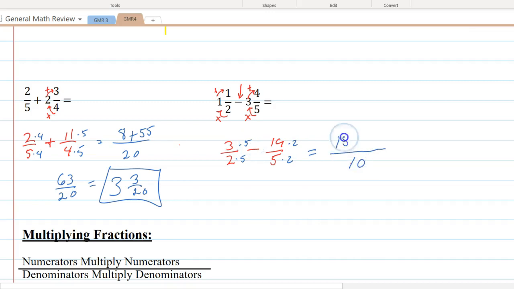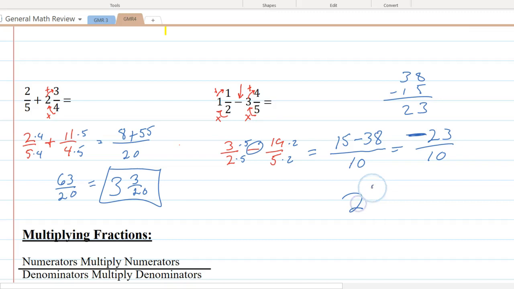3 times 5, 15. Subtraction symbol, minus 2 times 19, 38. Now if you need to, you can go ahead and do a little side problem. 38 take away 15. 8 take away 5 is 3. 3 take away 1 is 2. Go back and look. Who's bigger, the 38 or the 15? Well, the 38 is bigger, so that means he's going to keep his sign, and we're going to have a negative 23 over 10. Ask yourself, how many times does 10 go into 23? It goes in 2 times with 3 left over, and it was a negative problem.